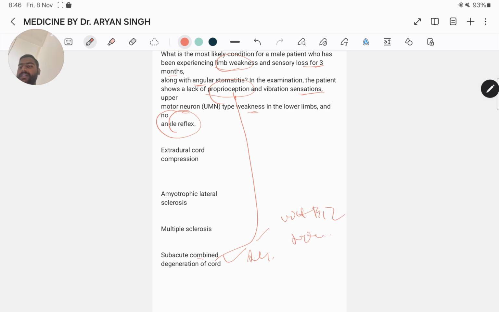According to the vignette, the patient has a dorsal column disturbance with loss of proprioception and vibration sensation, and upper motor neuron type lower limb weakness. The patient also has angular stomatitis. Both the neurological and dermatological findings are suggestive of vitamin B12 deficiency. Very, very important question.